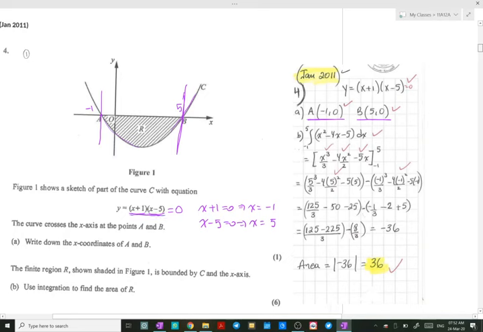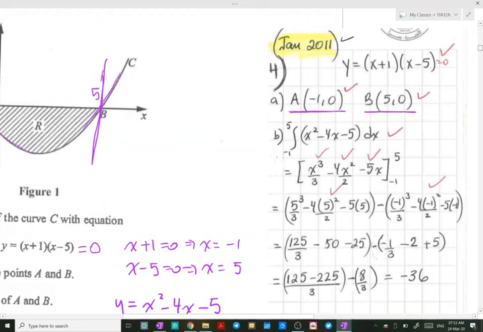So expanding y, you're going to get y equals x squared minus 4x minus 5. So you multiply x times x is x squared, and then plus 1 times minus 5 is minus 5, and then you multiply x times minus 5 is minus 5x, and 1 times x is 1x. Add these two together, you get minus 4x. Once you expand, now you can integrate it, having the bounds to be minus 1 and 5, which is done here.